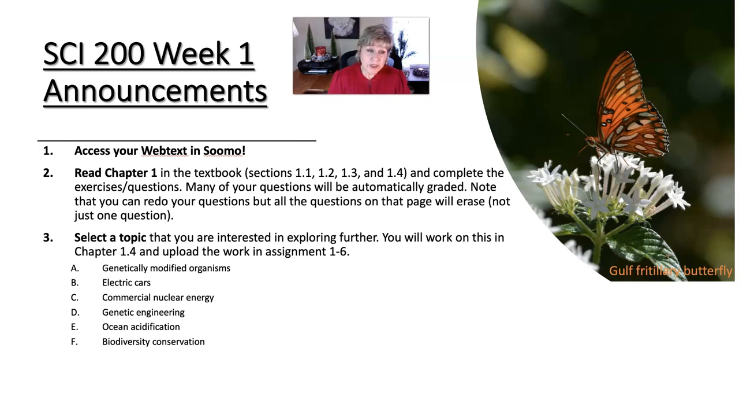Commercial nuclear energy. A lot of people are against nuclear energy, but it is a very clean form of energy, much cleaner than, for example, burning coal to produce energy. Genetic engineering, and this is specifically about human beings.